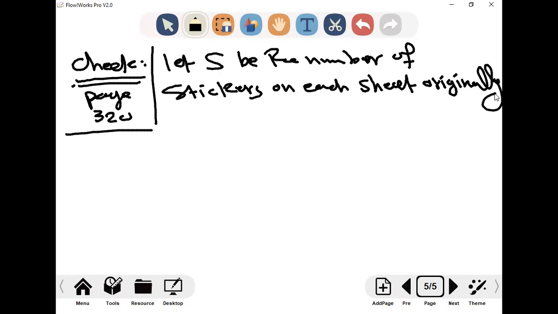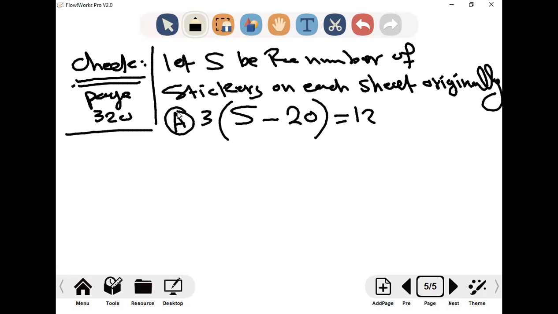He gave 20, right? From each sheet. So S will be decreased by 20. So S minus 20. Each sheet subtracted by 20, right? How many sheets do we have? 3. So this will be repeated how many times? 3 times, okay? So this all multiplied by 3 has left how much? Solve it. This is part A, right? Select part A. Now part A, they said choose. What's the solution for part A? A. So select part A.